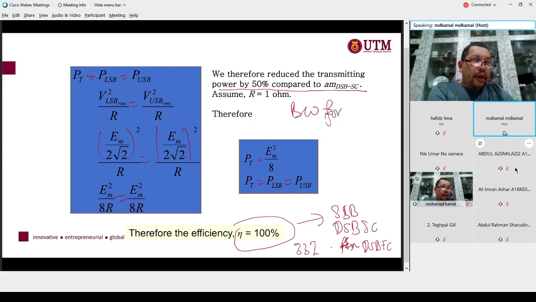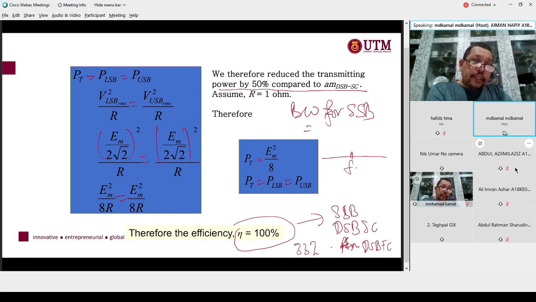Bandwidth for SSB. Does anybody know what is the bandwidth? No response. Is it 2F max as well? No, it cannot be. If you look in terms of the spectrum, right?